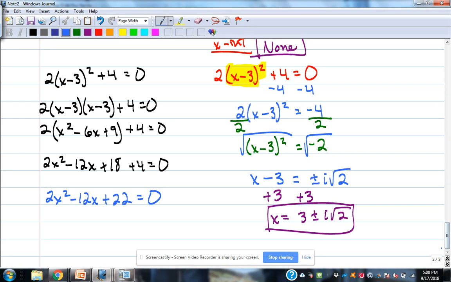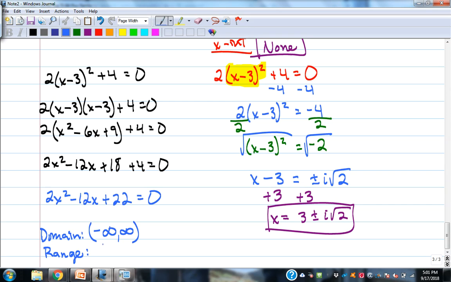What can we say about the domain of this thing? Just to reiterate that idea. What's the domain of this quadratic? Yeah, negative infinity to positive infinity. Always going to be that. The range, because we now know where the minimum is, would start where? What's the lowest y value in our graph?